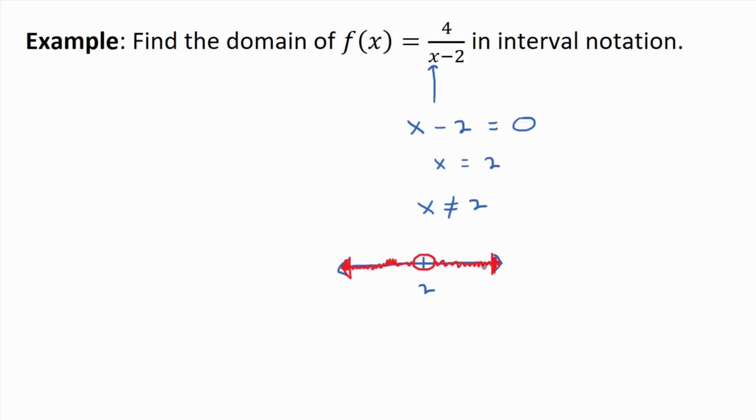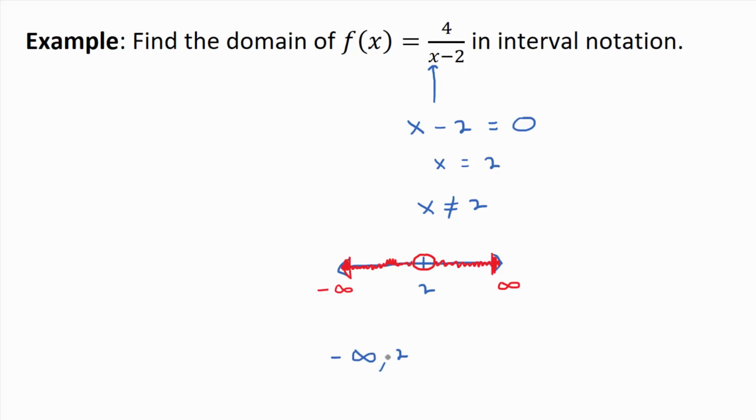And so hopefully you can see that there's two intervals created here. The one from all the way to the left, all the way from negative infinity to 2. And then there's another interval from 2 to infinity. So we'll write both of those down. The left-hand interval is negative infinity, comma 2. Negative infinity all the way to 2.